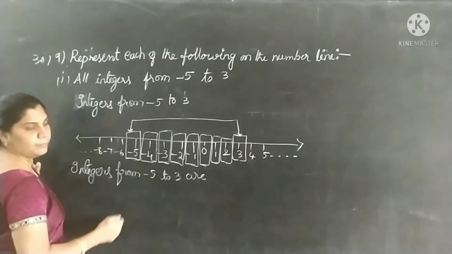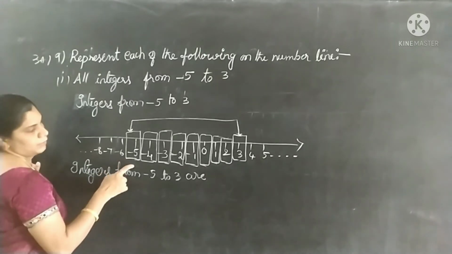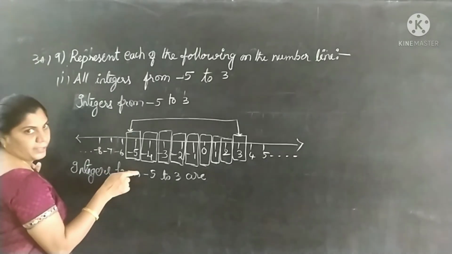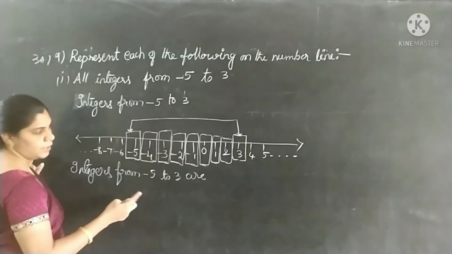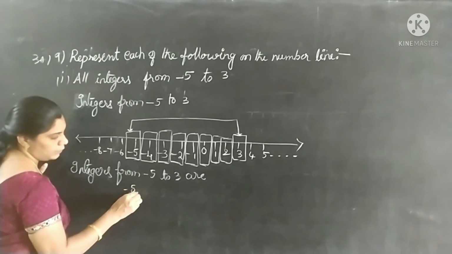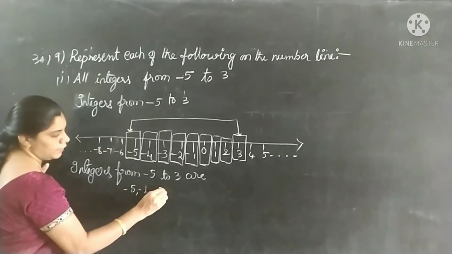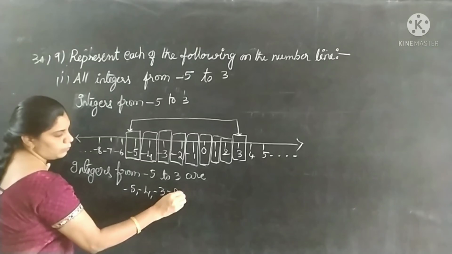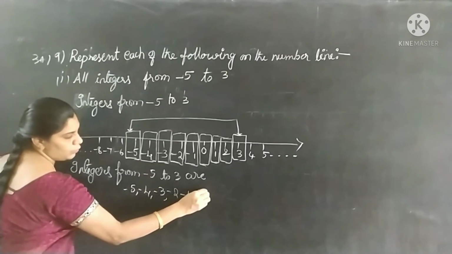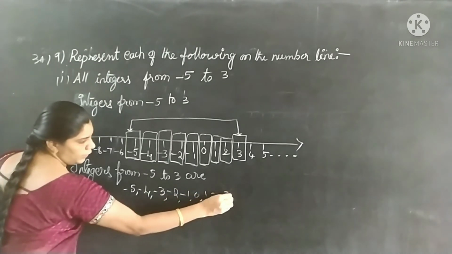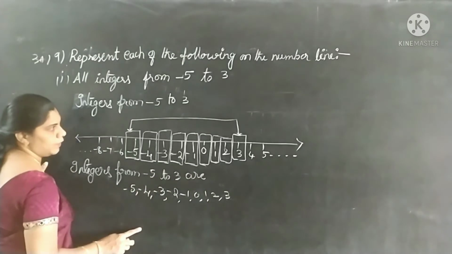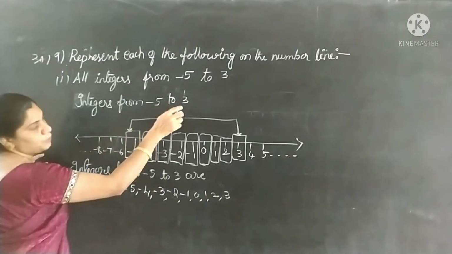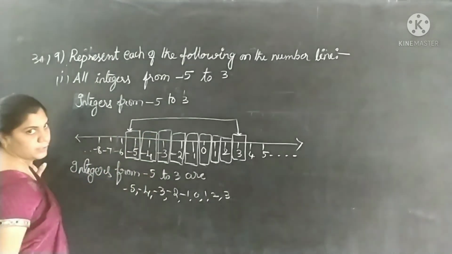Or again mention all the numbers. They have to be shown on the number line only, but for your clear understanding, I want you to write them again there. -5, -4, -3, -2, -1, 0, 1, 2, 3. Including -5 and 3 you have to write, since they have asked from -5 to 3.